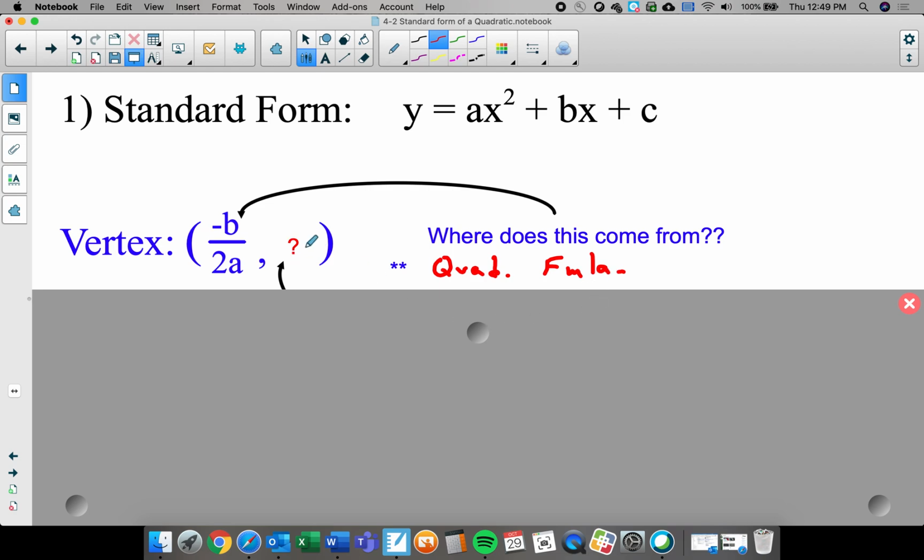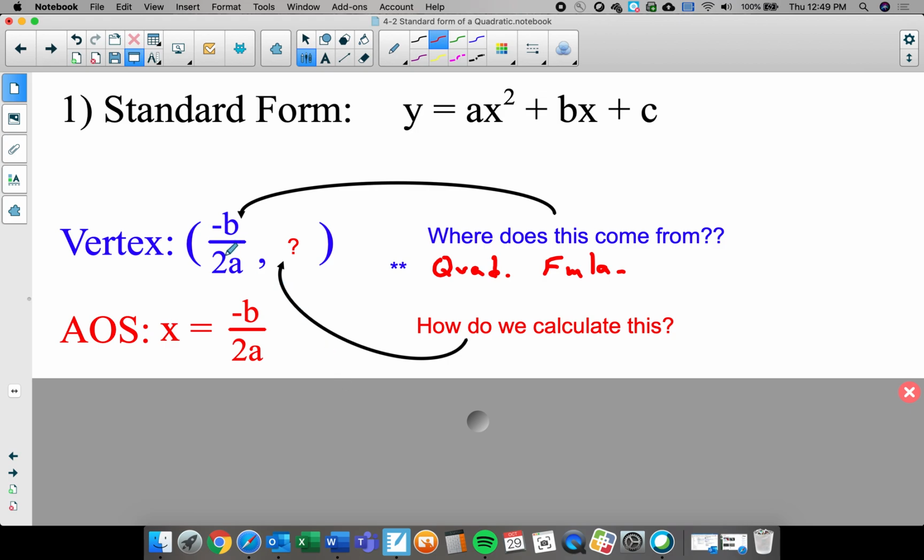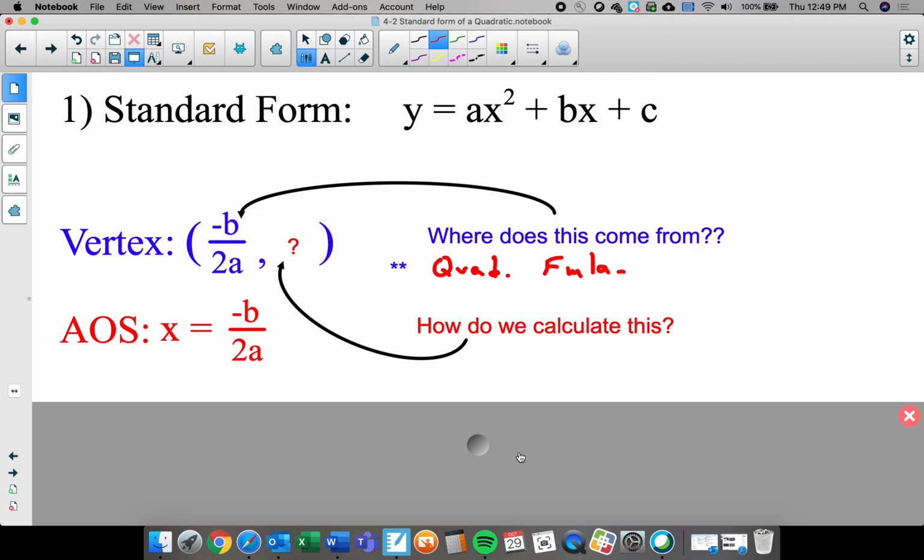Then the question is, how do I get the corresponding y coordinate? Well, just like at any other point, you would substitute your x coordinate back in, and that would give you the corresponding y coordinate. So we calculate that by substituting the x coordinate back into the equation.